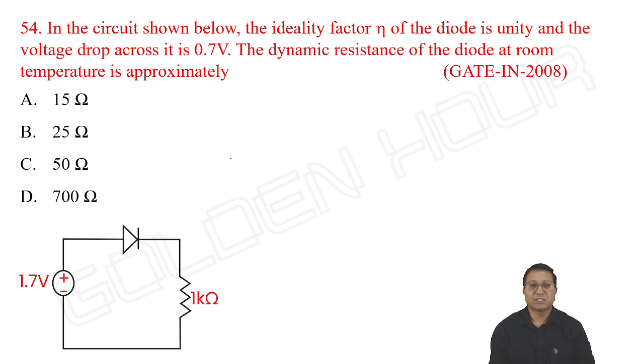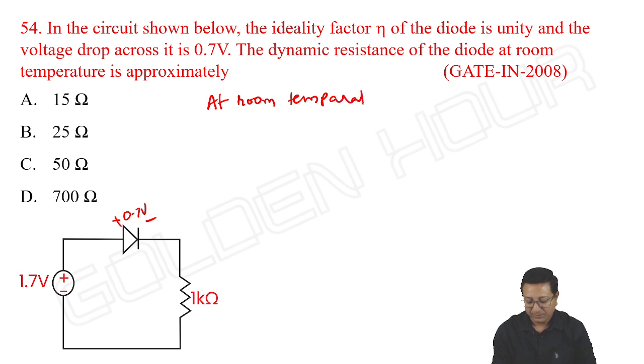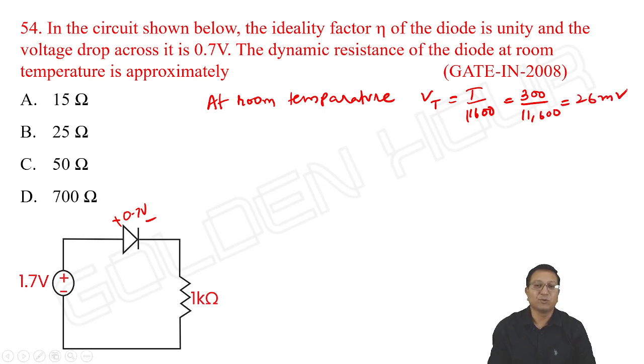Next. In the circuit shown below, the ideality factor eta of the diode is unity and the voltage drop across it is 0.7 volt. The dynamic resistance of the diode at room temperature is approximately. See, at room temperature, Vt is equal to T by 11,600. T is 300 kelvin by 11,600. We know its value is 26 millivolts.